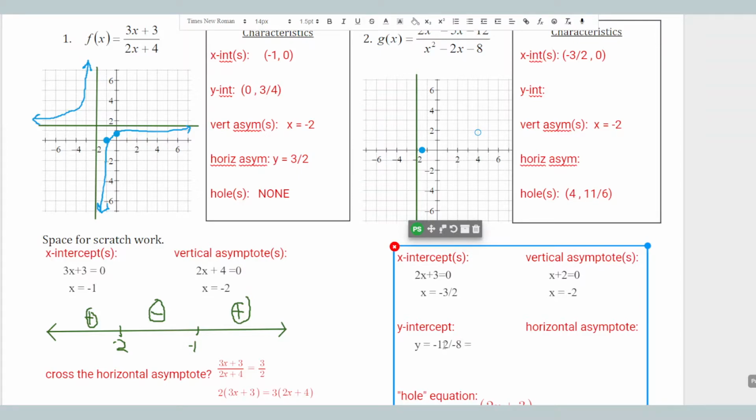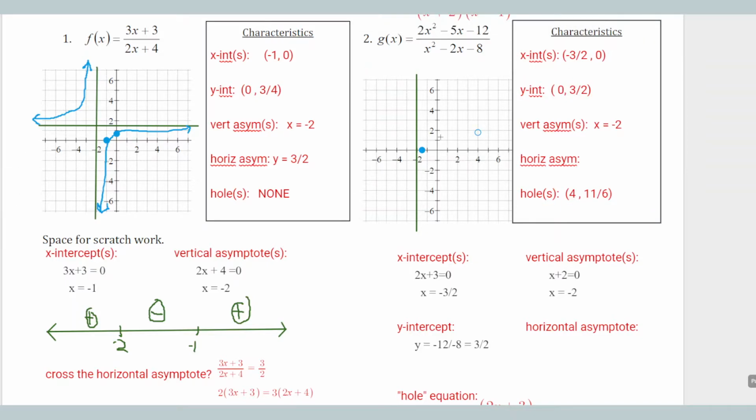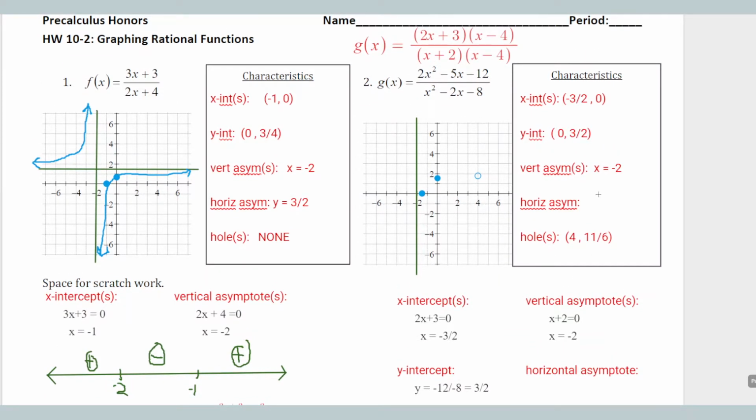So my y-intercept is negative 12 over negative 8, which I can reduce to 3/2, so exactly 1.5. My coordinate here is going to be 0 comma 3/2. Interesting little symmetry here. All right, so let's go ahead and plot that out. We've got a y-intercept occurring right about here. Okay, so we have my y-intercept, and now let's find the horizontal asymptote.